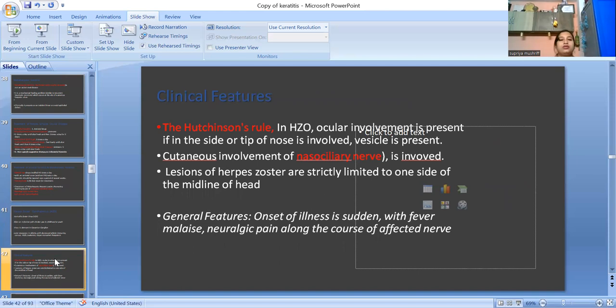The clinical feature of herpes zoster ophthalmicus is Hutchinson's rule. In herpes zoster ophthalmicus, ocular involvement is present if the side or tip of the nose is involved, a vesicle is present, and the nasociliary nerve is involved. The lesion of herpes zoster is strictly limited to one side of the midline of the head. General features: onset of illness is sudden with fever, malaise, and neuralgic pain along the course of the affected nerve.